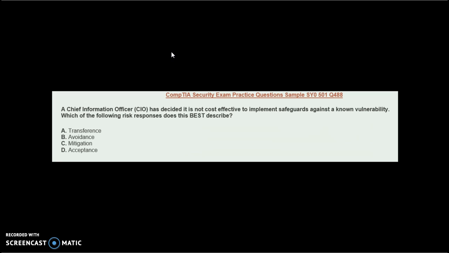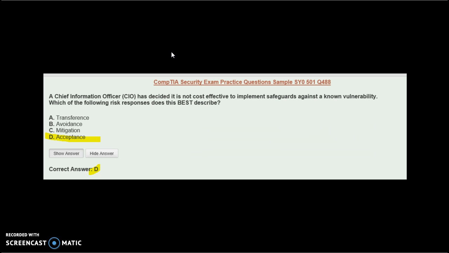The chief information officer has decided it's not cost-effective to implement safeguards against a known vulnerability. Which of the following risk responses does this best describe? That is acceptance. They're accepting the risk.